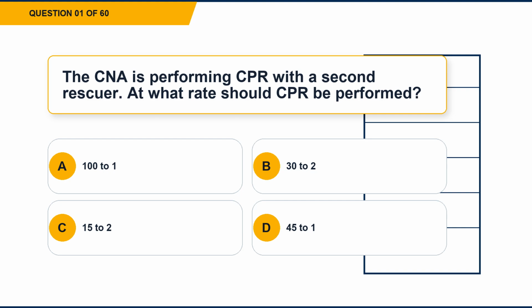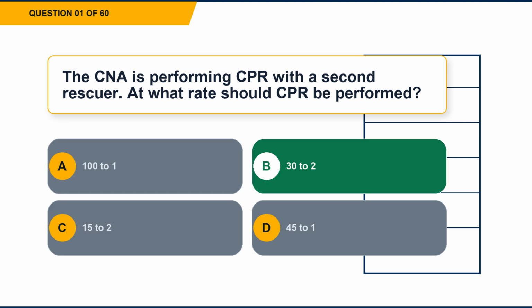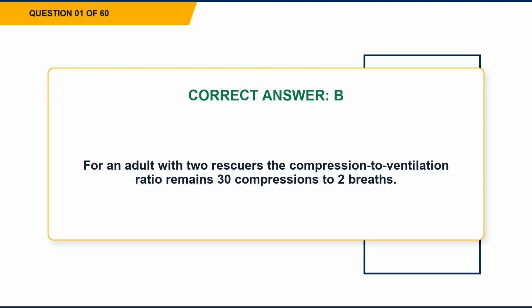Question 1. The CNA is performing CPR with a second rescuer. At what rate should CPR be performed? Option A, 100 to 1. Option B, 30 to 2. Option C, 15 to 2. Option D, 45 to 1. The correct answer is option B, 30 to 2. Explanation. For an adult with 2 rescuers, the compression to ventilation ratio remains 30 compressions to 2 breaths.